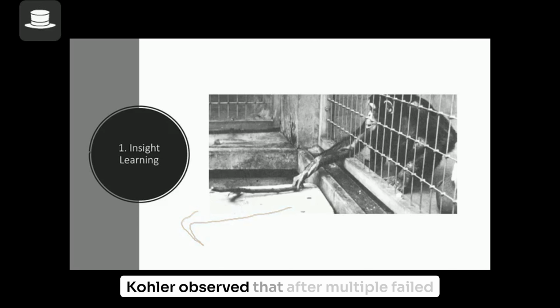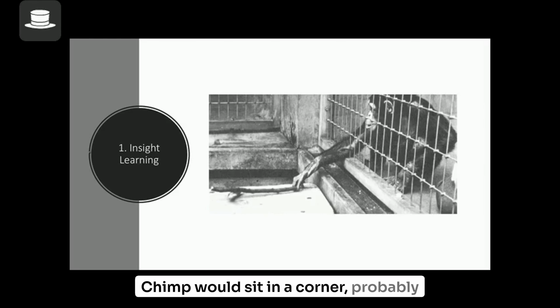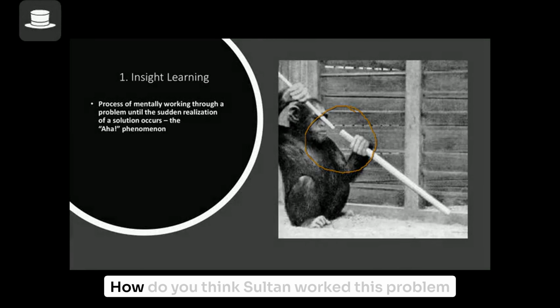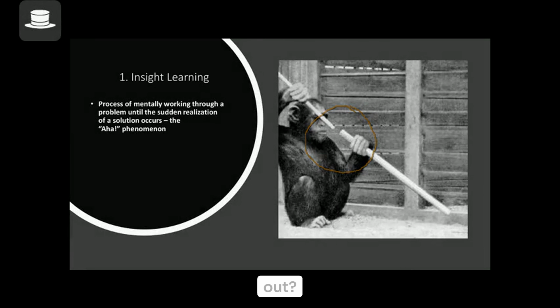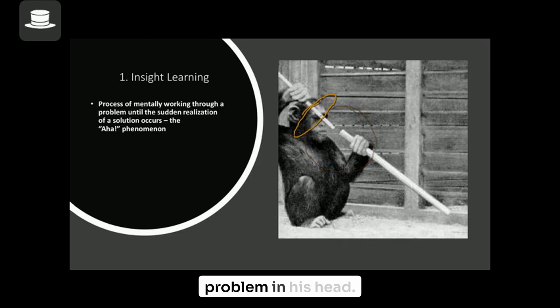Kohler observed that after multiple failed attempts to reach the food with one stick, Chimp would sit in a corner, probably contemplating, and after some thinking, Sultan would suddenly realize a solution. And the solution to the problem is to connect the two sticks. How do you think Sultan worked this problem out? Well, Sultan most likely restructured the problem in his head.